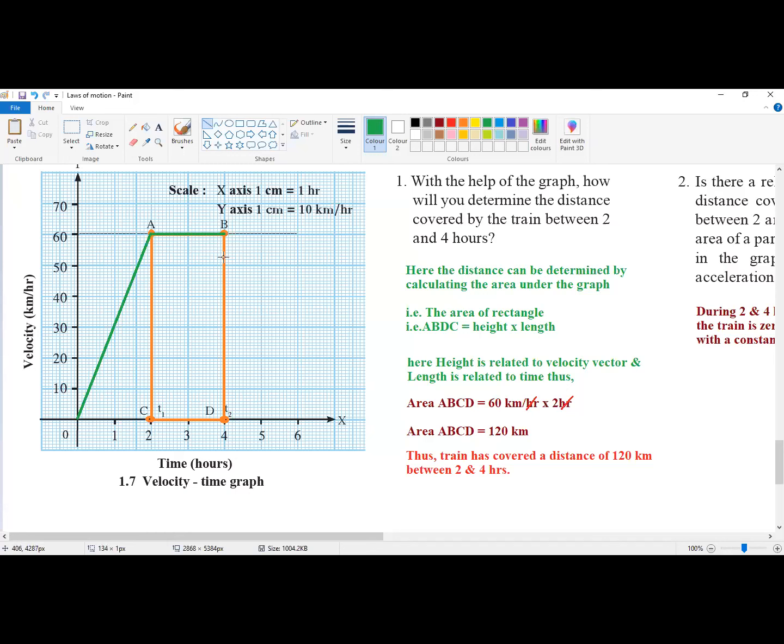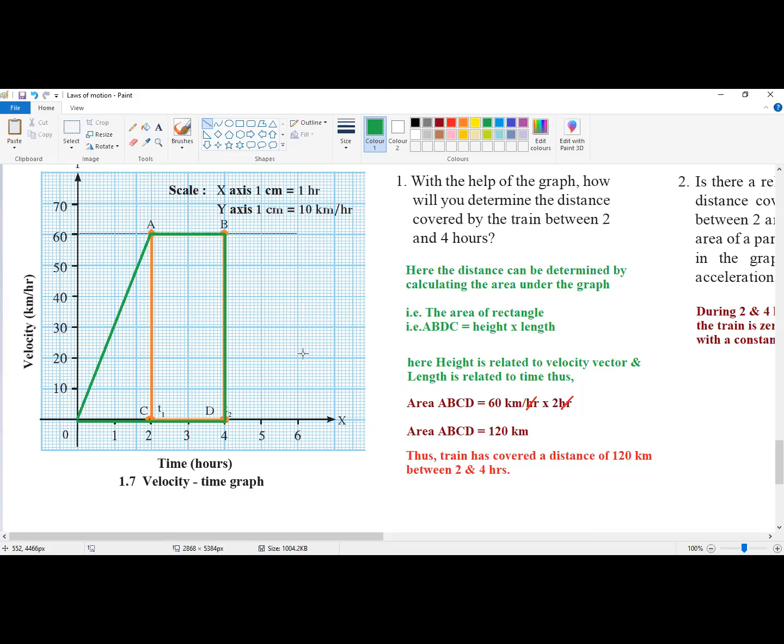Now if we connect this thing together, then you will get another area, and that is what we call area. This is nothing but a trapezium. So you just need to calculate the area of the trapezium so as to determine the total distance covered by the train. Getting my point?